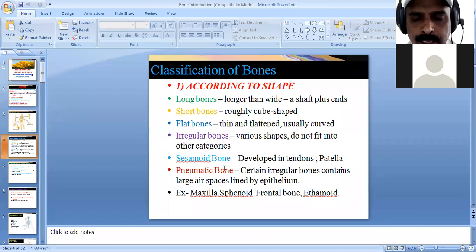So according to the shape, you have come across the long bone. The length is more, such a type of bone we call longer than wide. It has the shaft plus the ends. The short bone is roughly cube shaped. That is the one you have to remember. And flat bones are thin and flattened, usually curved.